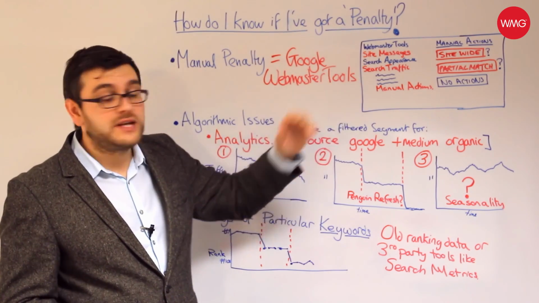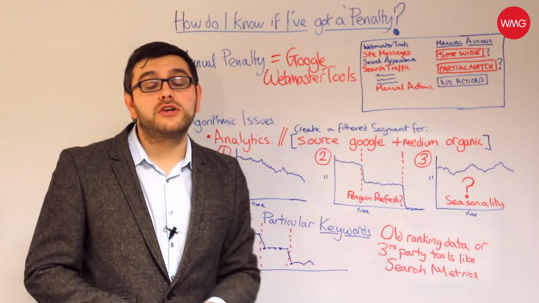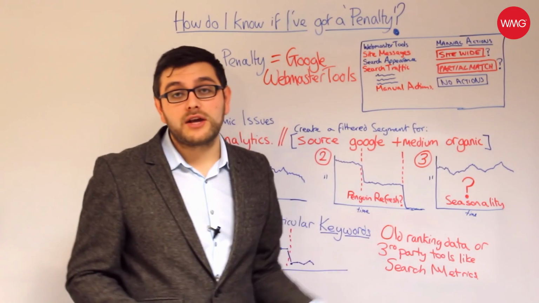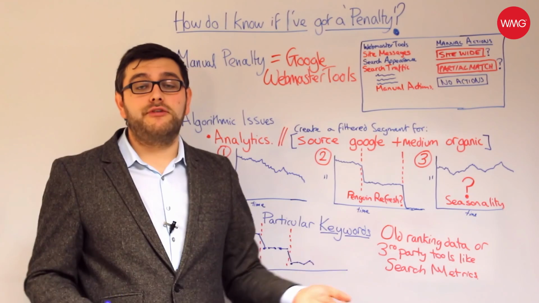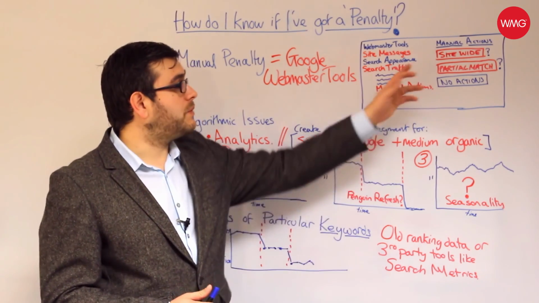If you haven't got a message in there, the other place to check is under Search Traffic, and then you go to the Manual Actions section. In there, hopefully you will see no actions, but if you have any actions against you from links or any other actions, not just links actions, they'll be in there.